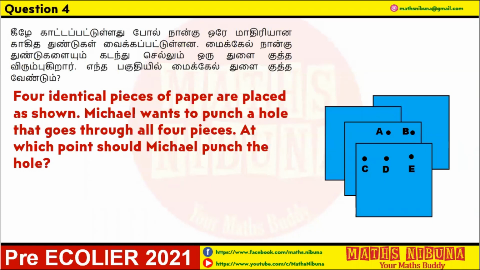Now look at question number 4. 4 identical pieces of paper are placed as shown. So we have 4 papers. We don't have a name for this paper. So they put them on top of each other. Michael wants to punch a hole that goes through all the 4 pieces. So you can punch at A, B, C, D, or E. But the question is, at which point should Michael punch the hole? Because what he wants is that the hole must go through each and every paper, all the 4 papers.